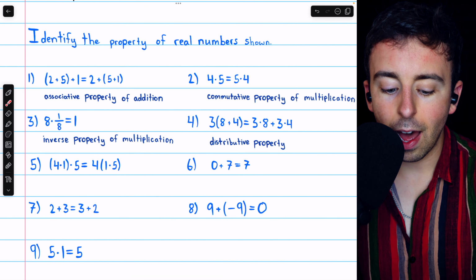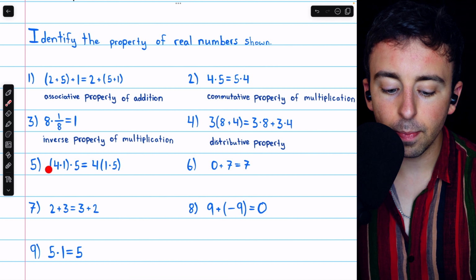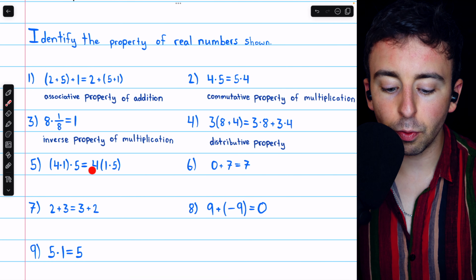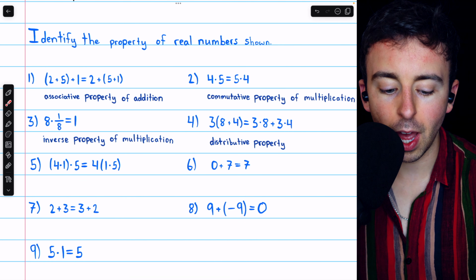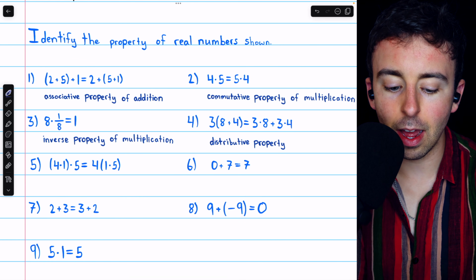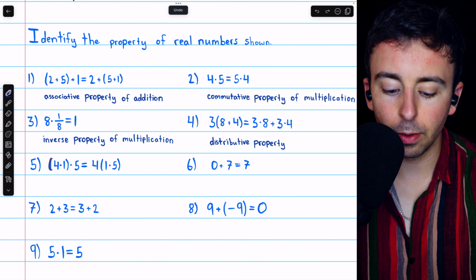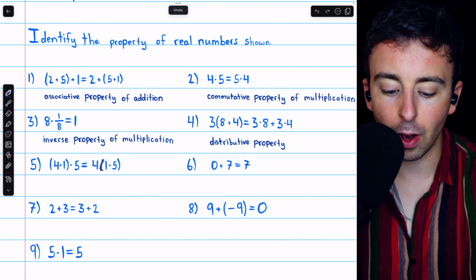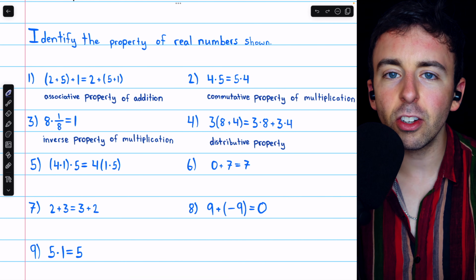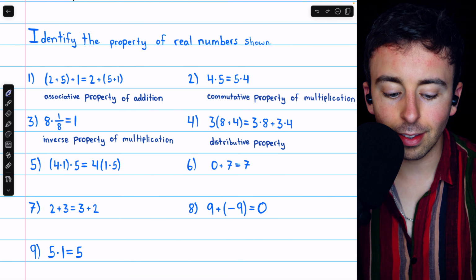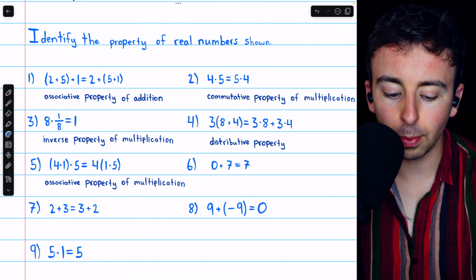Next is equation 5, which says (4 times 1) times 5 is equal to 4 times (1 times 5). This should look a lot like number 1 to you. It's saying no matter how we group the numbers in a multiplication problem, no matter how we associate them, it doesn't change the answer. So this is the associative property of multiplication.